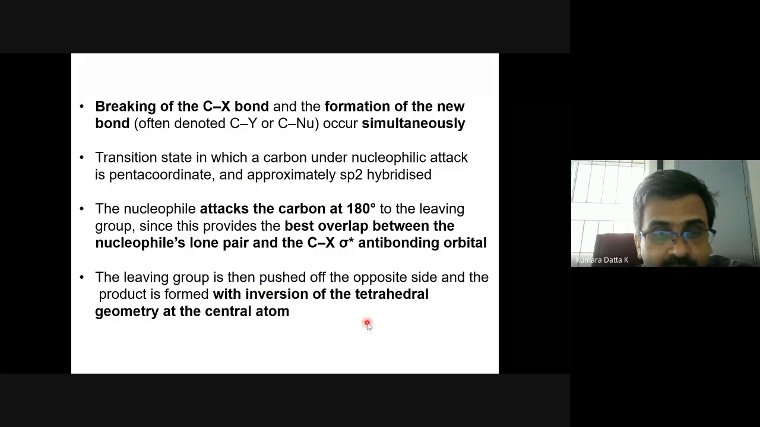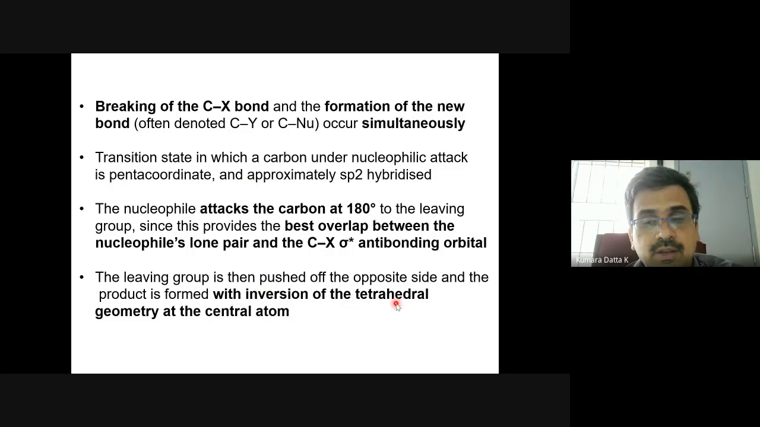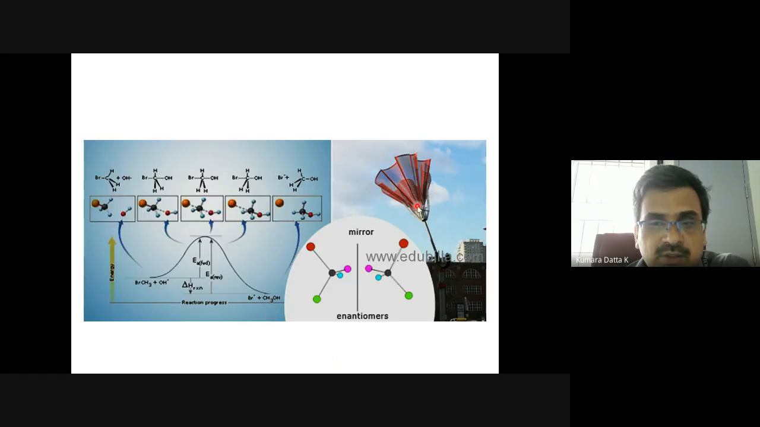Then the leaving group must be pushed off on the opposite side until we get the inversion of tetrahedral geometry. By now, I think you must be aware of how the inversion of the geometry is created, right? This is what I was talking about, inversion of configuration, where you have a normal umbrella. Once on a heavy windy day, it moves into an inverted umbrella. So this is the product we get from SN2 kind of mechanisms.